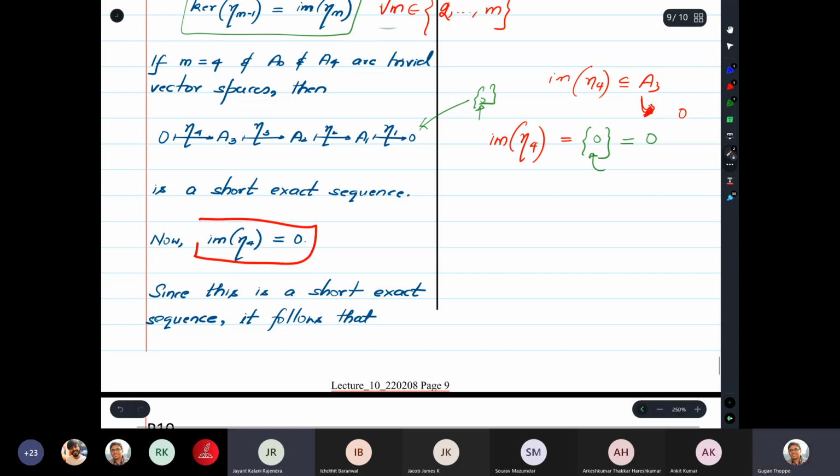Why is this true? Yes, Pankaj, please go ahead. Because of the homomorphism property. Very good. Okay, so eta 4 is a homomorphism, right?